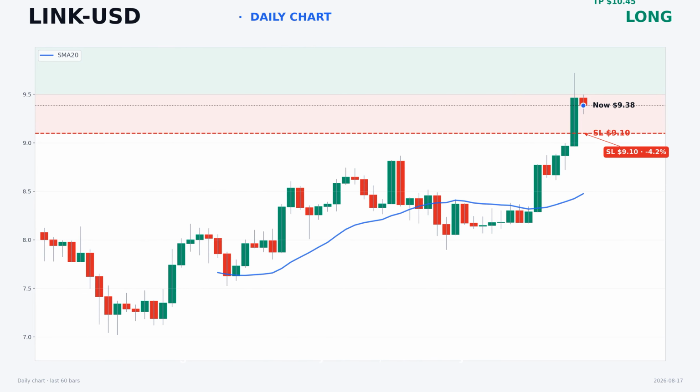Daily candles. The last 60 bars. Price action is in an uptrend of moderate strength. That's our primary directional bias right out of the gate. You can see the dotted lines on the chart. Green is our TP at $10.45. Red is our SL at $9.10. Those are the two numbers that matter most in this whole video.